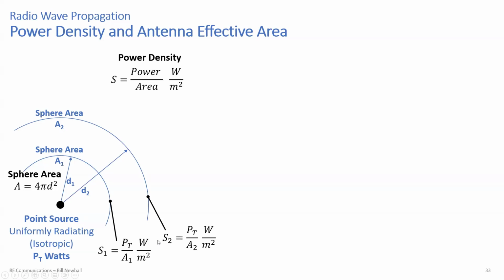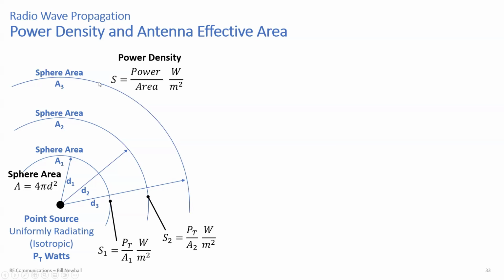Okay, so then you have S2. So you have a bigger area, but the same amount of energy, you're going to have a lower power density. I should say power, I shouldn't say energy. So you have the same power radiating out in all directions uniformly. So you have a lower power density.